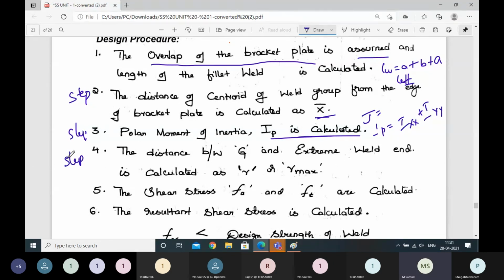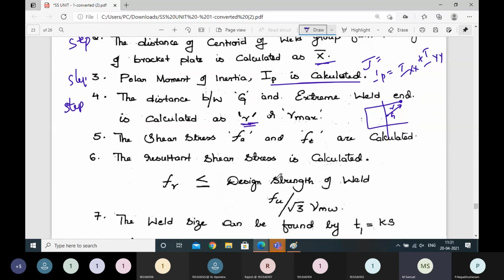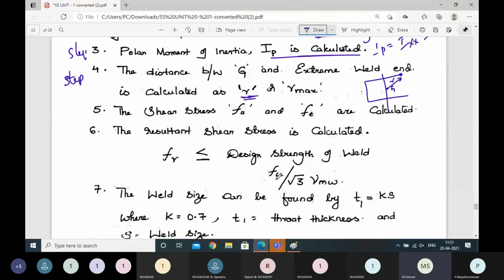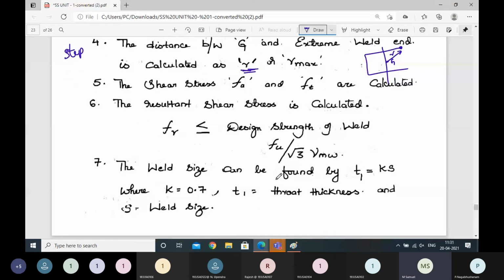Next step 4: the distance between G and extreme weld end is calculated as R. R is the radial distance from the centroid to the weld end position, as shown in the diagram. If this is the weld and the centroid is G, then this length is R. We need to calculate that distance R. Next, we calculate SFE and FT. Next, we calculate the resultant FR and compare that resultant shear stress with the design strength of weld.